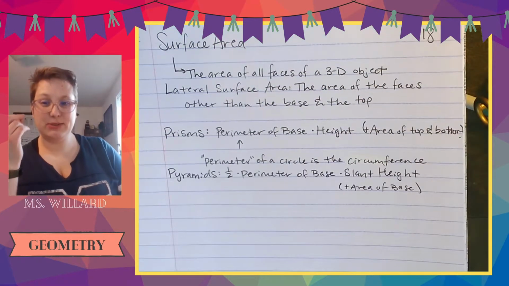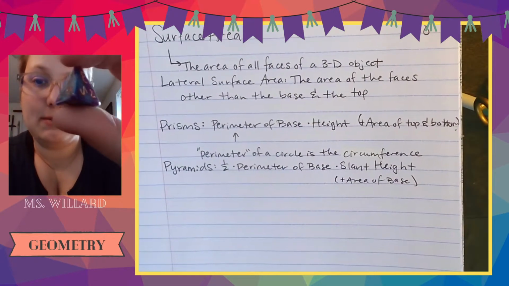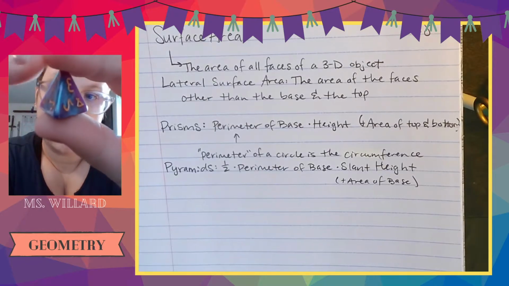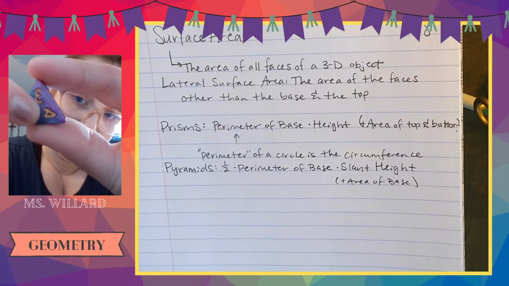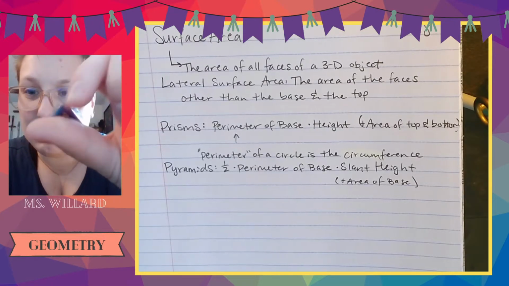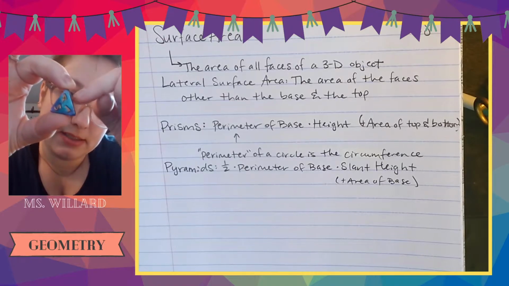Now, I specifically used the word slant height, and here's why. I have my little tiny pyramid. The height of that triangle is here, right? It's from the 3 down to the middle. This is a D4, by the way. It's how we roll a number 1 through 4. The top one is the number that it is.